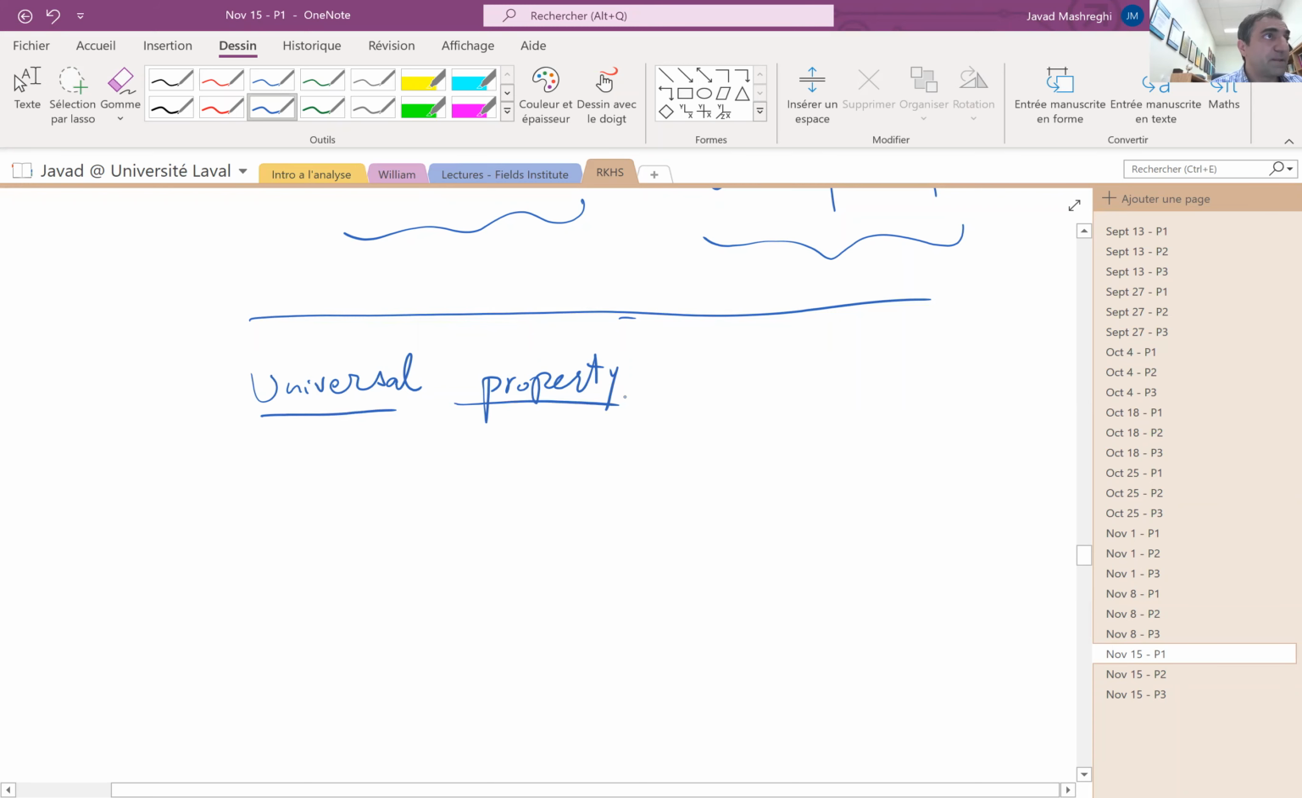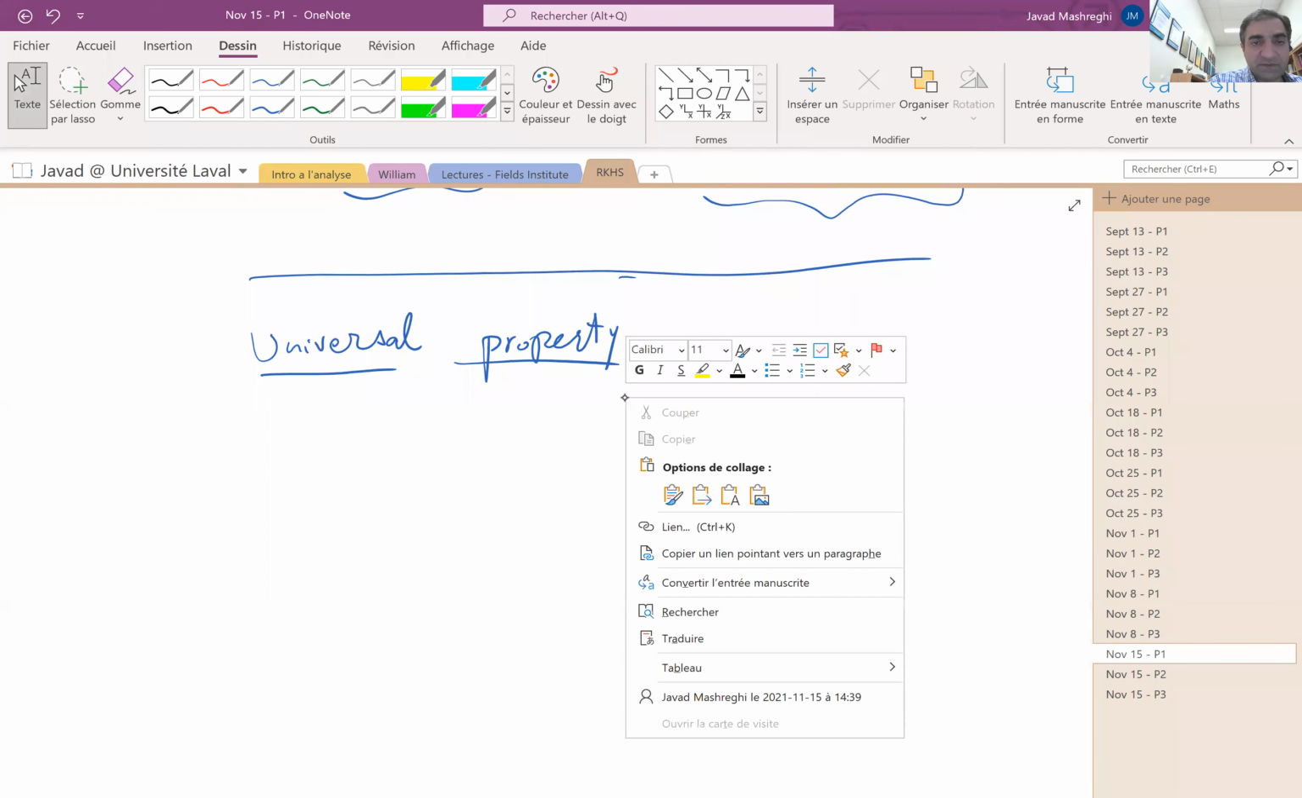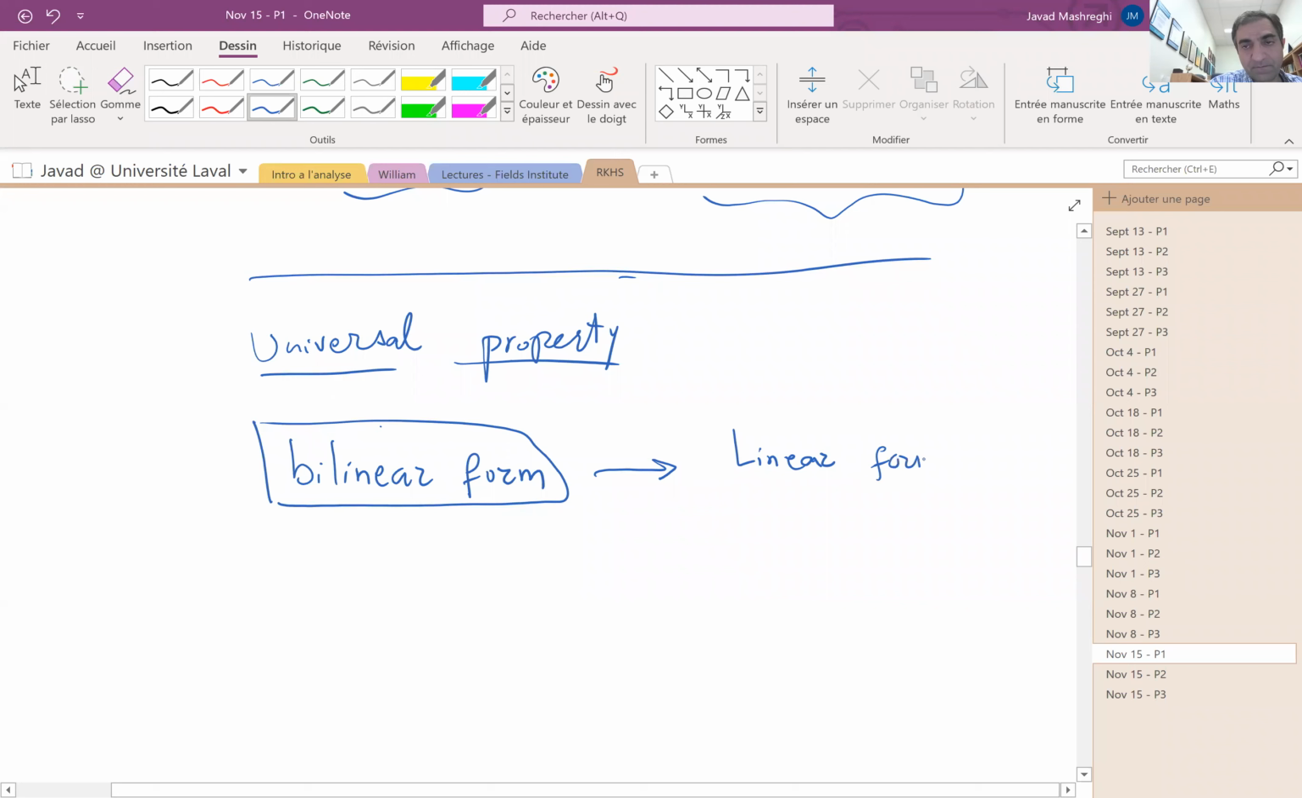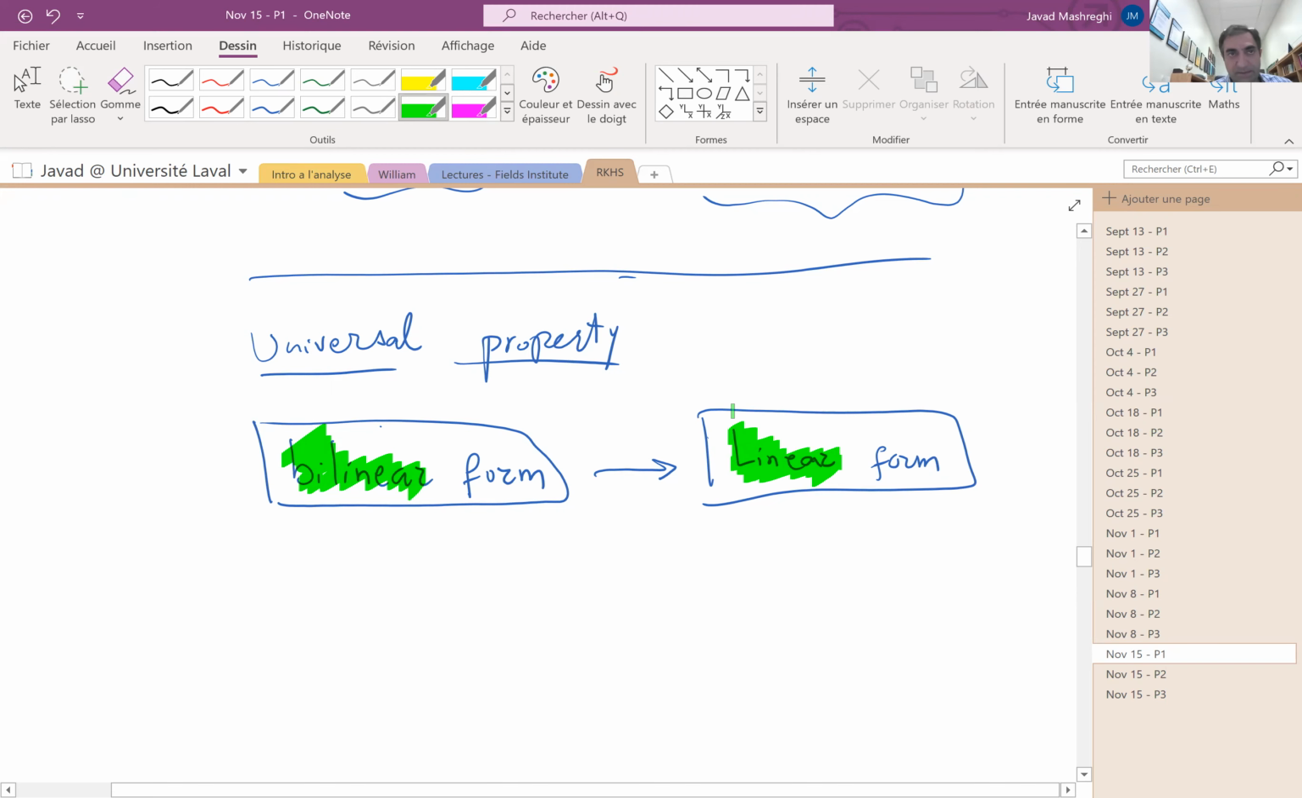Universal property. And we can summarize it in this way. Universal property is a property that allows us to go from a bilinear form to a linear one. So it's a trip from bilinear to linear. And tensor product allows us to do so.